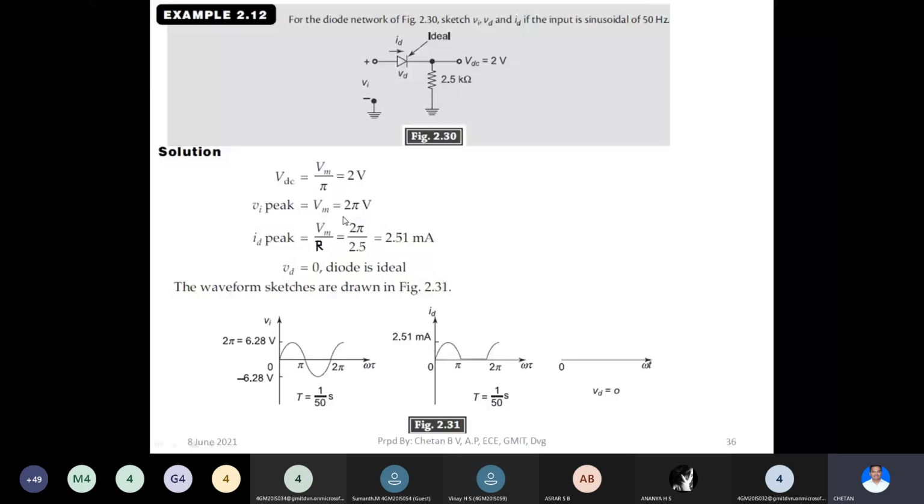So the first waveform that we require here is the waveform for Vi. So what is Vi? Input voltage. And what is input voltage? Input voltage is a sine wave of frequency 50 hertz, right? So a sine wave usually starts from the origin, like this, and it moves towards a point where it has the peak value. From the peak value, it will again come down and hit the x-axis.